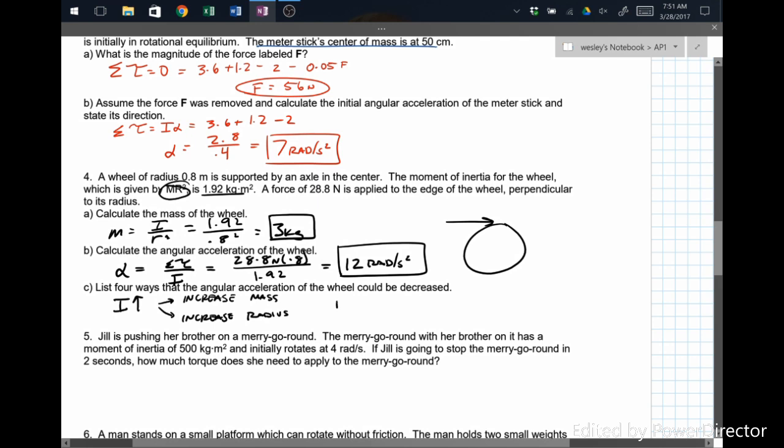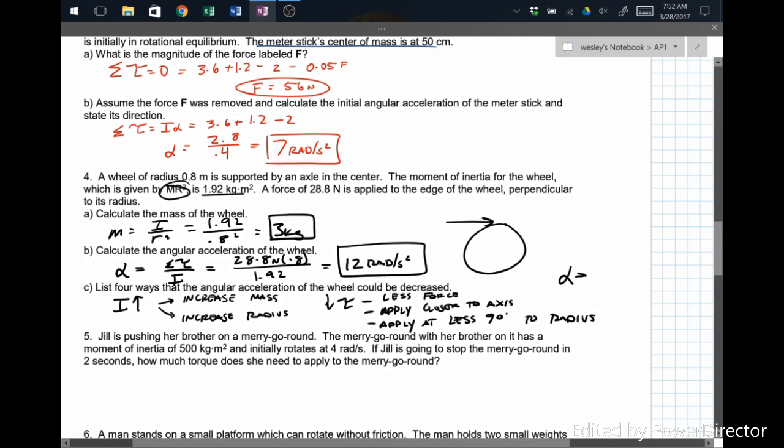Or if we wanted to, we could say that the force or the torque has to go down. So if we want the torque to decrease, we could use less force, we could apply the force closer to the axis, or we could apply the force at less than 90 degrees to the radius.